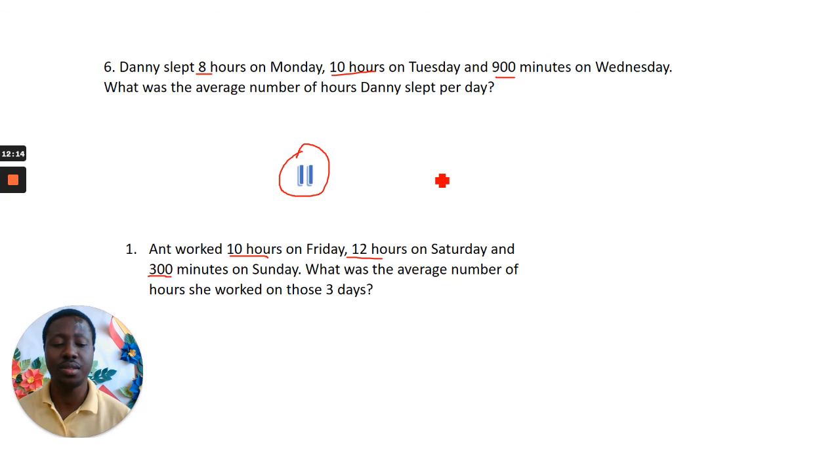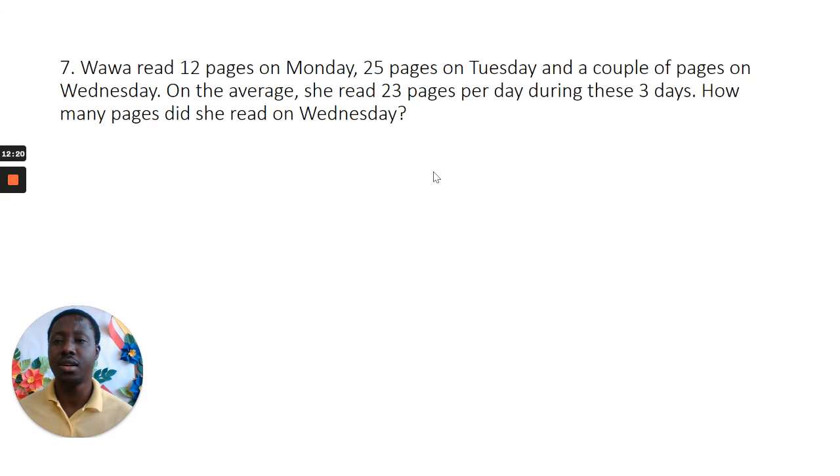All right, good. Now let's go to the last one about Wawa. Wawa is reading some books. She reads 12 pages on Monday, 25 pages on Tuesday, then a couple of pages on Wednesday. We don't know how many, okay? On average, she reads 23 pages per day for these 3 days. How many pages did she read on Wednesday?